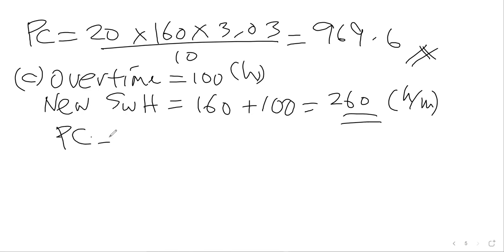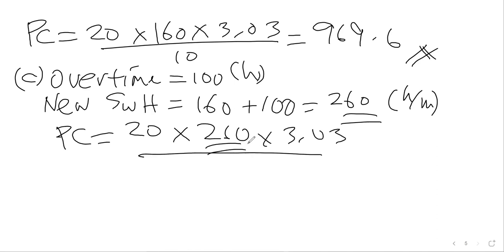So the same thing, the only difference is the new SWH, the time. So the 20 is the same, use the new time, the rate you have is 3.03, and the machines are 10. You can get the new PC 1,575. So there is the new PC with the overtime.